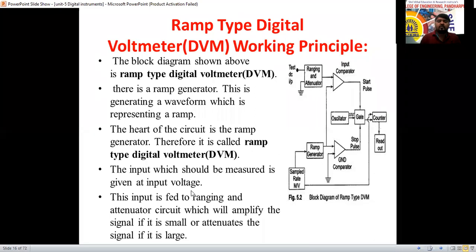The input which should be measured is given at the input voltage here. Whatever we want to measure, we give at this point. This input is fed to the ranging and attenuator circuit. It will amplify the signal if the signal is small. If the signal is large, it is going to attenuate it. The attenuator attenuates, and ranging is nothing but amplification.